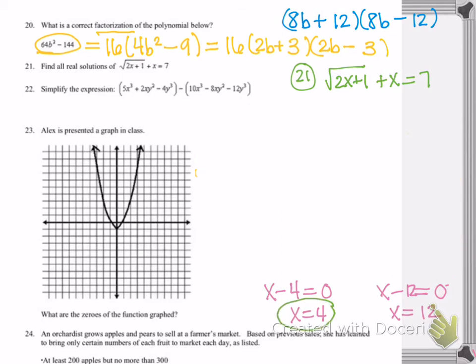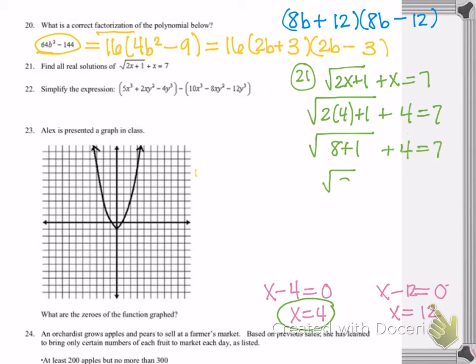Let's check this solution using green. If I do the square root of 2 times 4 plus 1 plus 4 equals 7, is that true? Well, this would be the square root of 8 plus 1 plus 4 equals 7. That's the square root of 9 plus 4 equals 7. And that's 3 plus 4 equals 7, which is true. So 4 is a solution for this equation. Now let's clear off space again and check the 12.